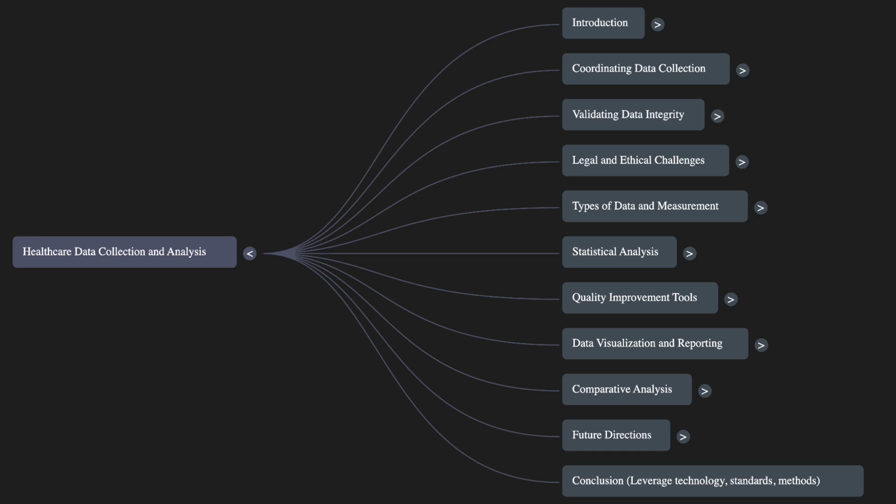What about thinking ahead to actually using the data? You absolutely have to plan for analysis right from the start. It shapes how you collect the data. How so? Well, you need to think, what statistical tools might I use? Regression analysis to find relationships, maybe natural language processing, NLP, if I have lots of text notes, or simpler QI tools like control charts to track things over time. And how will I visualize it? Run charts, Pareto charts, maybe an interactive dashboard using something like Tableau or Power BI.